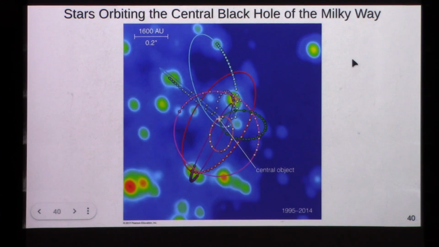And so, cool. Get a Nobel Prize for showing that there's a supermassive black hole in the center of the galaxy, and you too can. That seems like fun, doesn't it?